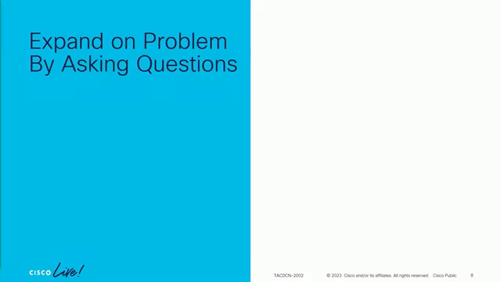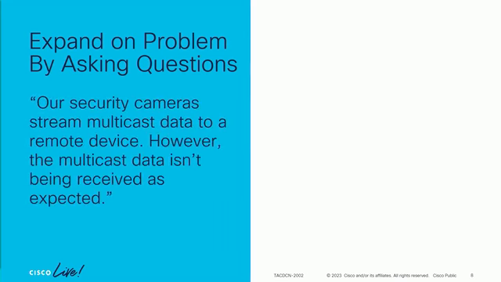All right, so let me lay down a scenario for you that we can then use to start asking questions and troubleshooting. Our security cameras stream multicast data to a remote device. However, the multicast data isn't being received as expected. Now, when I'm presented with a problem like this, I want to ask for a flow that is impacted by this. That way I can focus my energy on that flow itself and determine how it's broken.